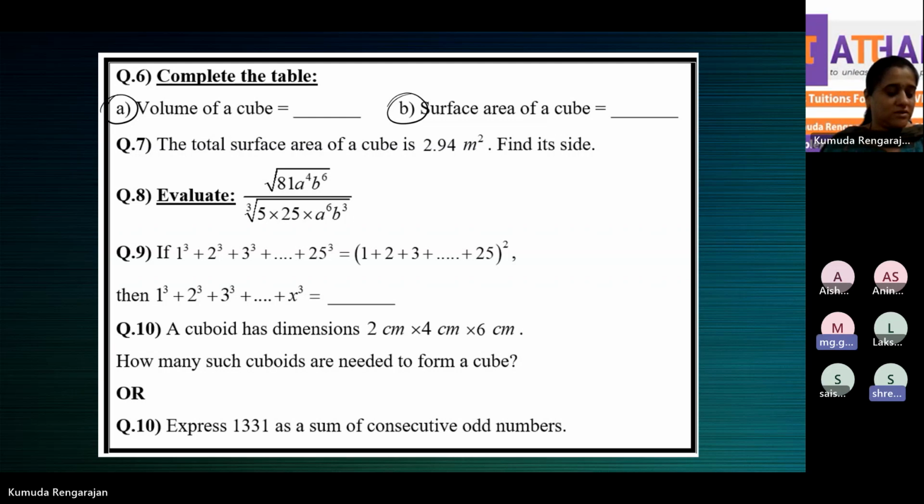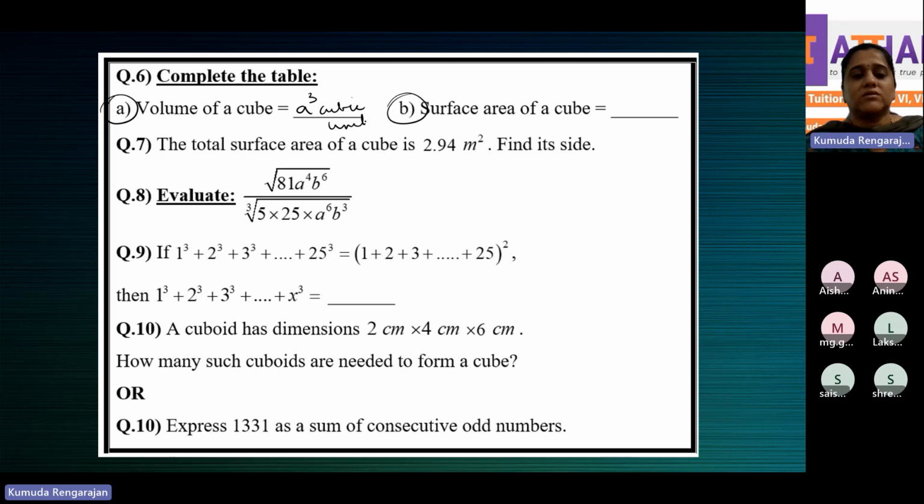Done, ma'am? Yeah, what's the formula? A cube, ma'am. Yeah, correct. Volume of a cube is equal to a cubed, or side cubed, or edge cubed. A cubed cubic units.